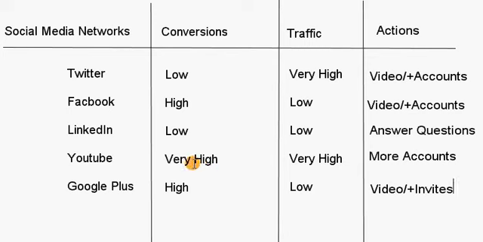Now, another reason for high conversion is because YouTube videos stay on there forever. As long as you don't take them down or violate some of YouTube's terms and guidelines, they're going to stay forever. So that's conversions that go on and on and on. Same thing with the traffic. The videos are staying on there forever.